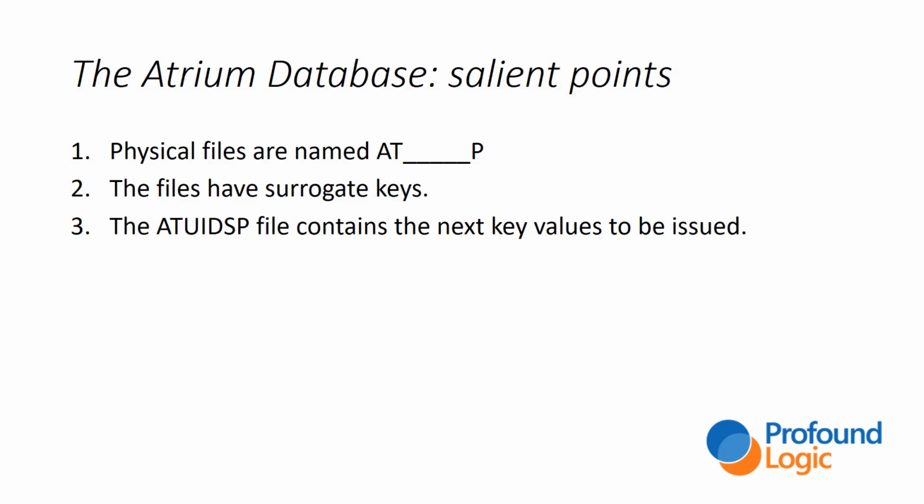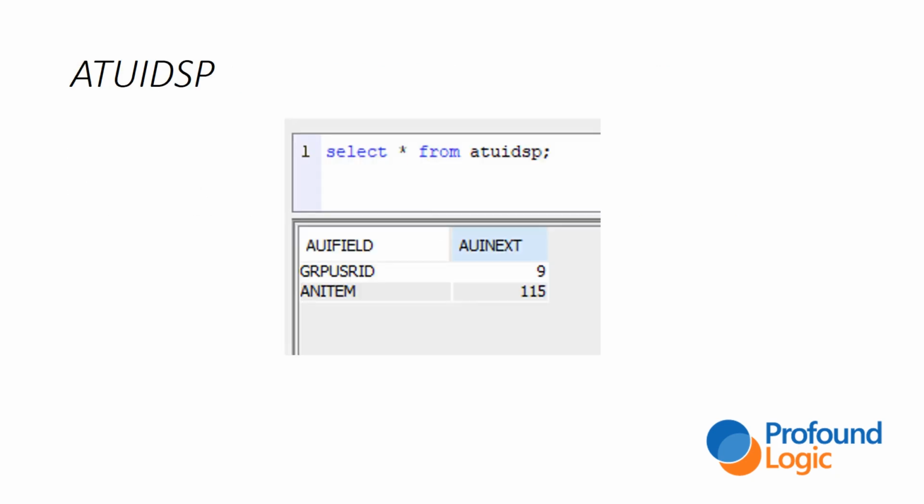Third, physical file ATUIDSP controls the assignment of the IDs. It has 2 records. There's one record for users and user groups and another one for navigation items. ATUIDSP has 2 fields. AUI field is the key, and AUI next is the next ID to be assigned. As you add new users, groups, and navigation items, you will begin with the current values, and you will need to update the next ID for the appropriate type of data.